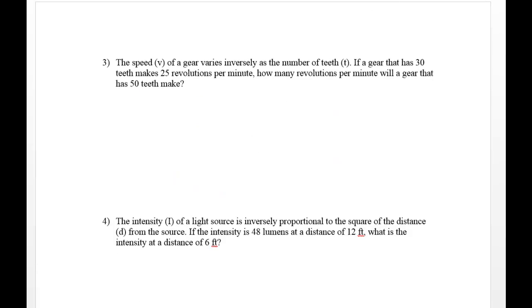Okay, so for this problem, our third of 5 problems, it says the speed of a gear varies inversely. So what we have is y equals, in this case, k over x, as the number of teeth t. So the speed, v, varies inversely as the number of teeth t. And I should have put a t there. Sorry about that.